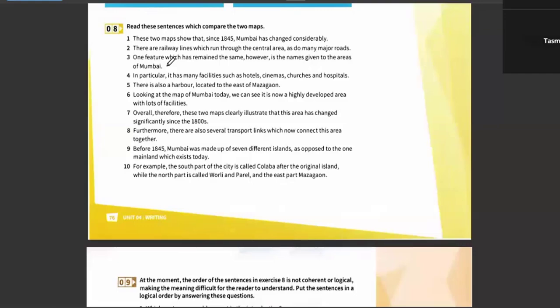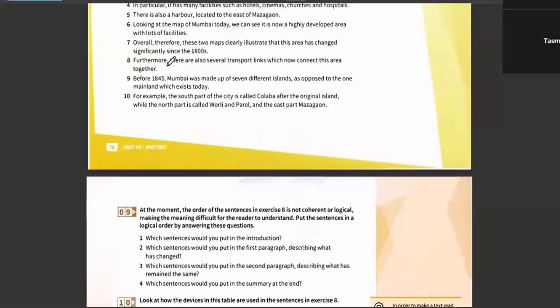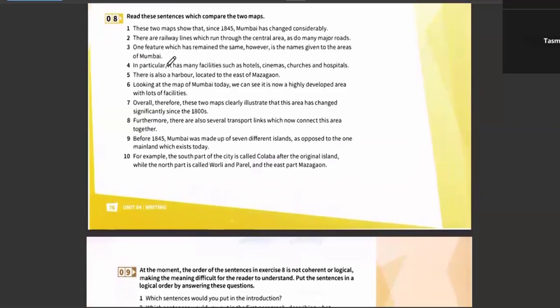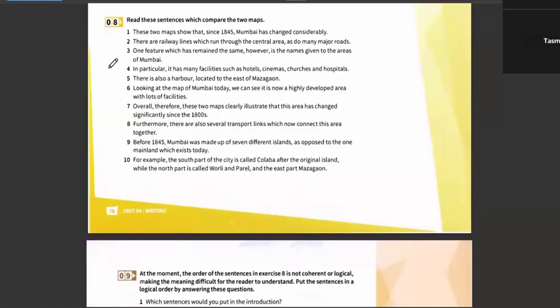For the second question, which of the sentences would you include in your first paragraph, where you have to describe what has changed? So in the first line, I would include the six number sentence, then four, then nine, then eight, then two and five. Two already you said. So six, two, four, eight, five. That is actually the correct order.